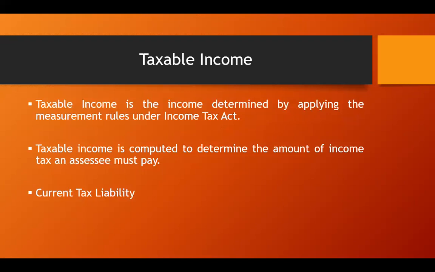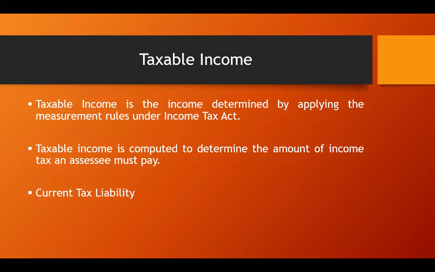Taxable income. We ascertain this taxable income under the Income Tax Act. While determining the taxable income, we apply the provisions of the Income Tax Act. There are specific provisions for measurement of income under different heads of income, 5 heads of income. Suppose you take the business head, there are so many provisions for admissible expenses and inadmissible expenses. If you come to depreciation, for example, in the business head, the Income Tax Act specifically says that we should follow the written down value method.